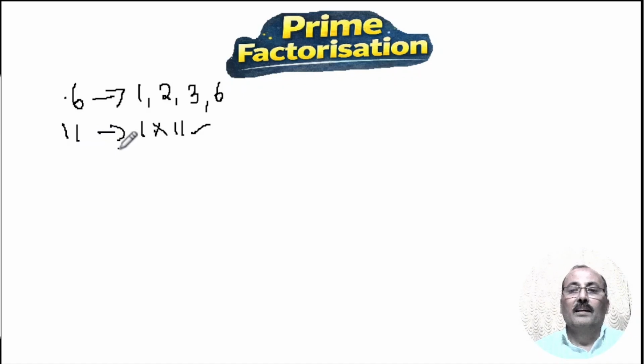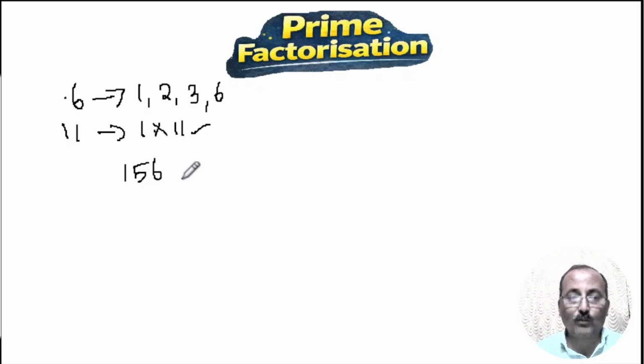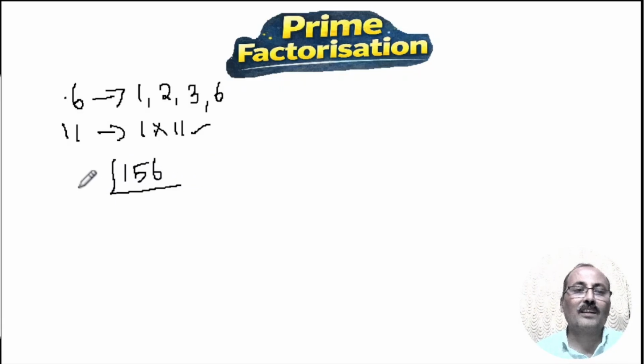Suppose the number is 156, a bigger number. How do we find the factors for this one? For that we have the prime factorization method. Very easy, so no need to bother about this one. It is called long division, like that we will call it.